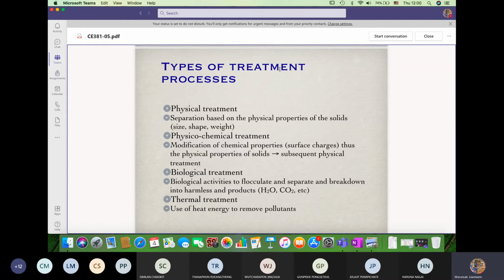The last one is thermal treatment. Thermal treatment is the process where we use heat to remove the pollutant.